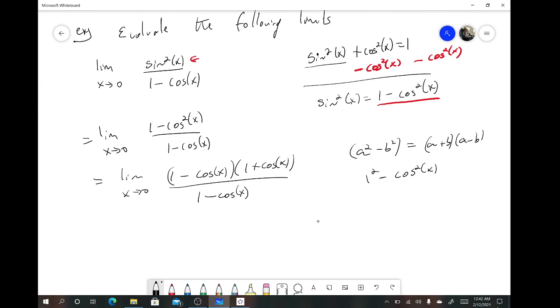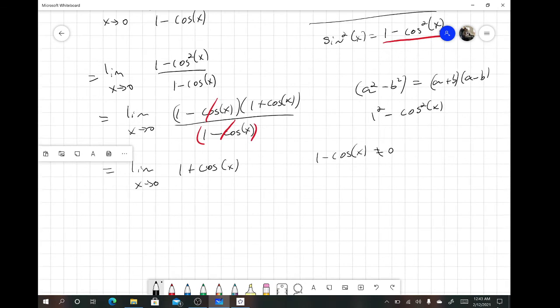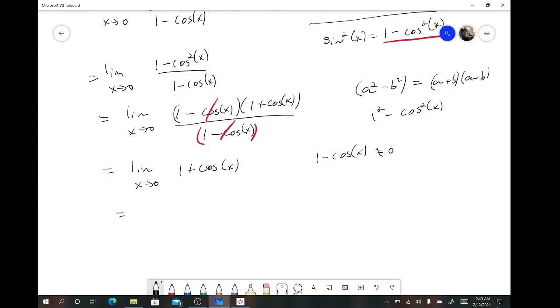Now, so long as 1 minus cosine of x is not equal to 0, I can cancel. I could cancel this 2 out, and I'm left with the limit as x goes to 0 of 1 plus cosine of x. And now I can actually use some of my laws of limits to break this up. In particular, I could use the sum law that allows me to break this up as the limit as x goes to 0 of 1 plus the limit as x goes to 0 of cosine of x.